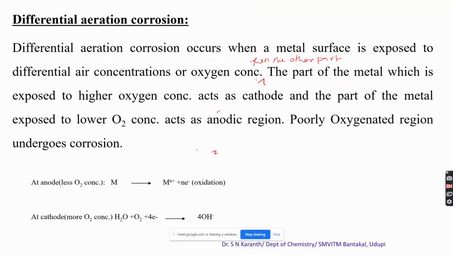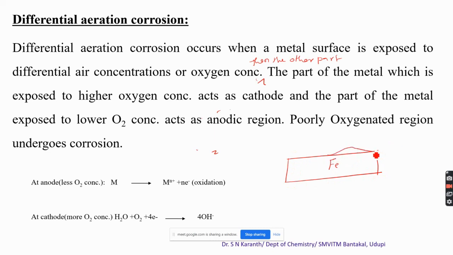Differential aeration corrosion. So differential aeration corrosion occurs when a metal surface is exposed to different air concentrations. Like you already studied, in a concentration cell, the same metal is present in two different concentration environments. Here, if you consider a metal like iron, it may be present in two different environments.